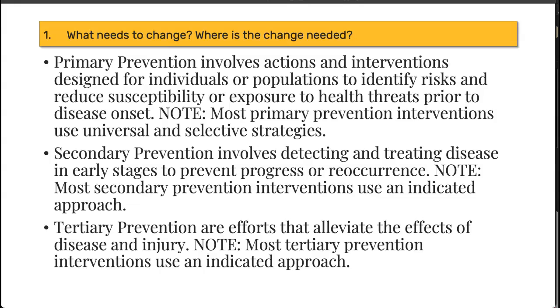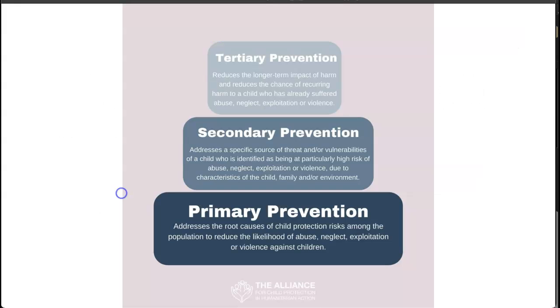And then tertiary prevention: usually the incident or the disease or the injury or whatever it is that you're trying to prevent has already happened. And then you're trying to alleviate the effects of the disease or injury, to help improve recovery time or minimize the effects of actually experiencing that injury or that outcome.